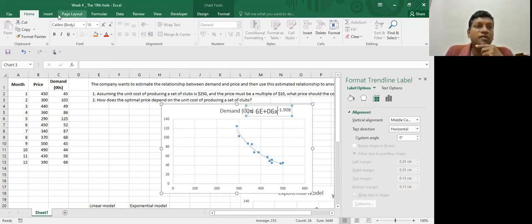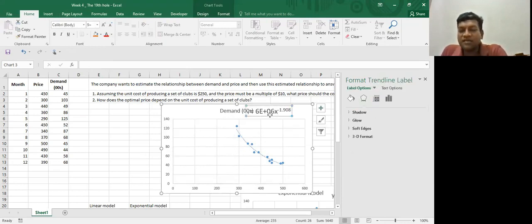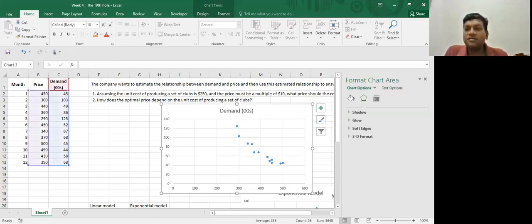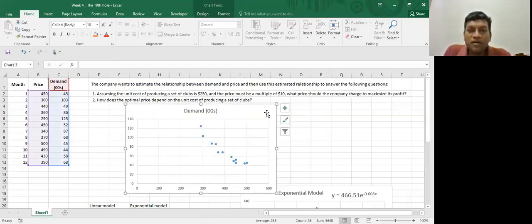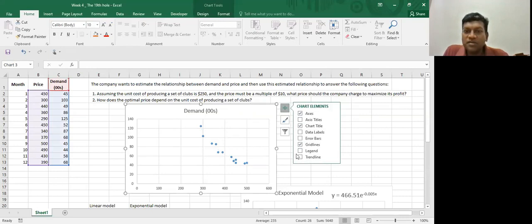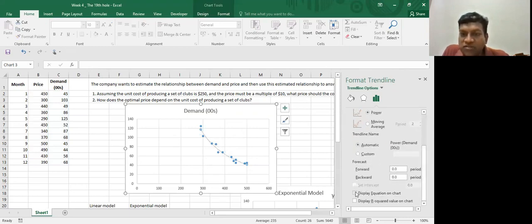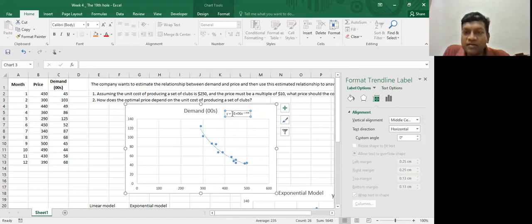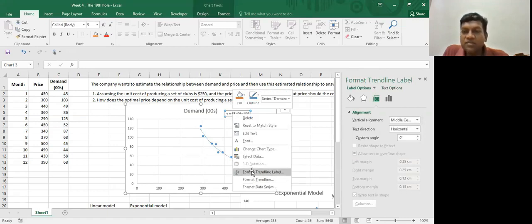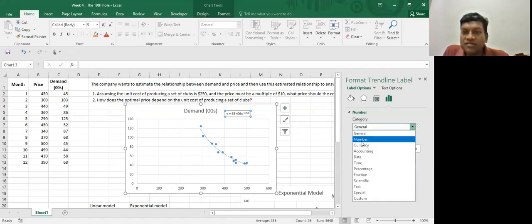No. Wait, hang on. I'm just trying to repeat the exercise once again. I've deleted everything, so I just have the scatter plot now. Click on the plus button on the top, go to trend line, go to more options, say power, and display equation on chart. I have the equation displayed here, and I right click, say format trend line label, come to general, and say number.